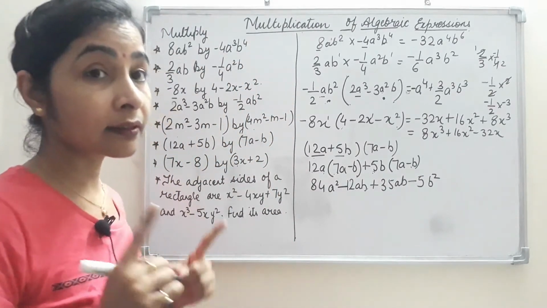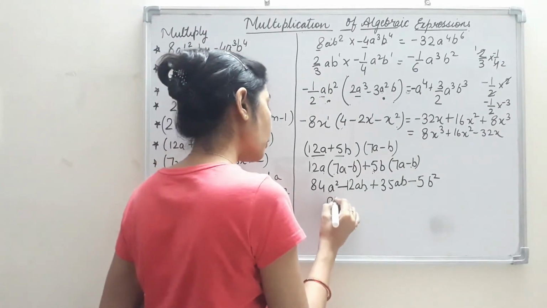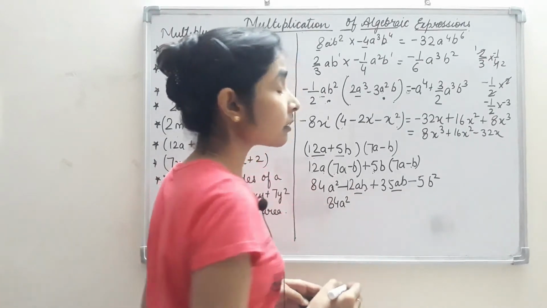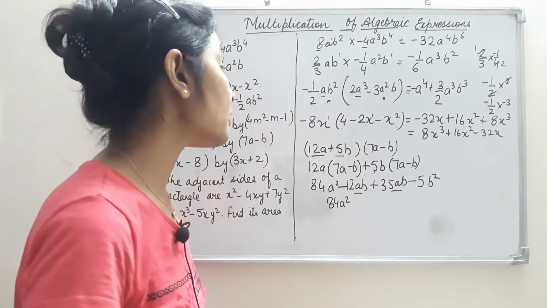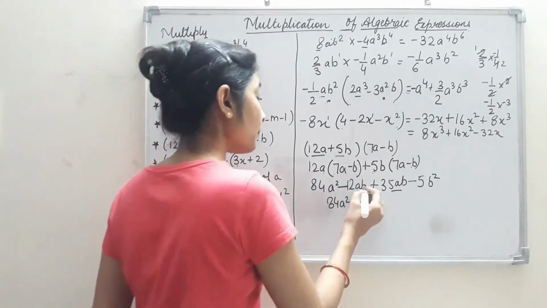Now if there are any like terms, then I will first combine them. 84a square does not have any like terms, so it remains as it is. Minus 12ab and plus 35ab are like terms because they are having the same variables ab and ab. So we will combine them.